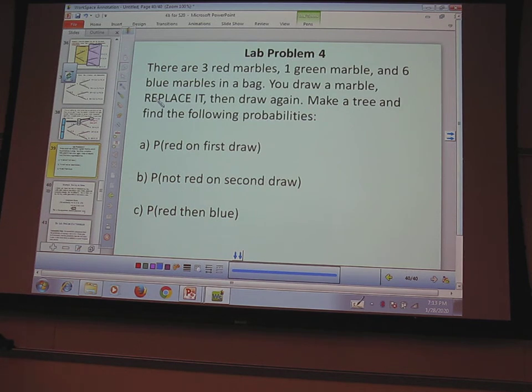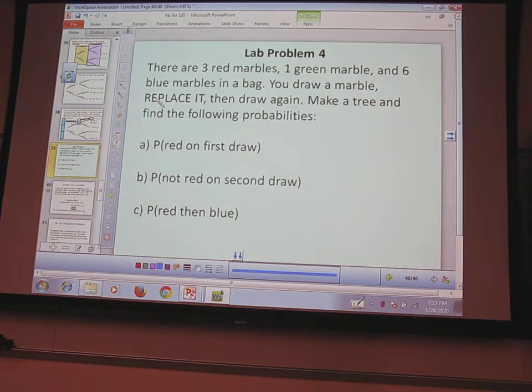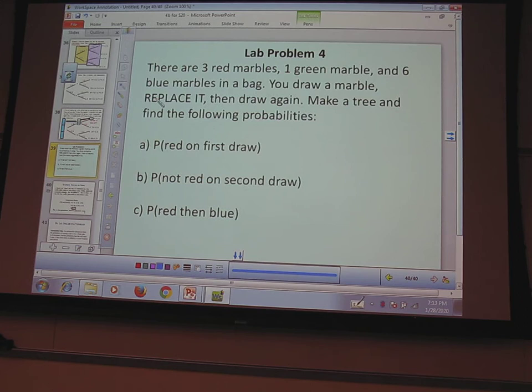So this one, you've got 6 blue, 3 red, 1 green, right? You're drawing a marble. What are your possibilities? Is there 1 in here? You're drawing 1 marble, what could you get? Red, green, or blue? Then you put it back, and you draw it again. What could you get?